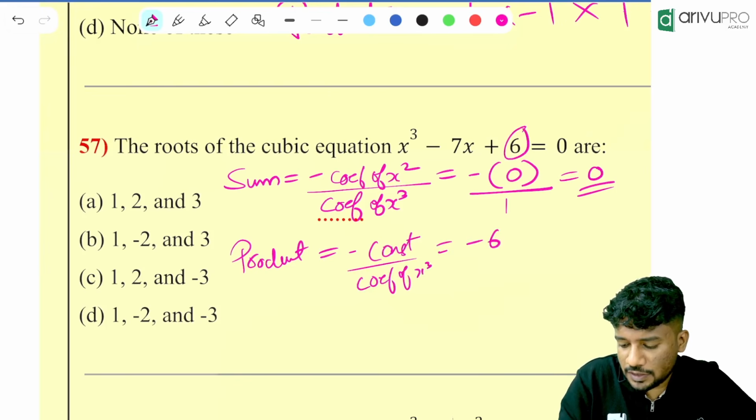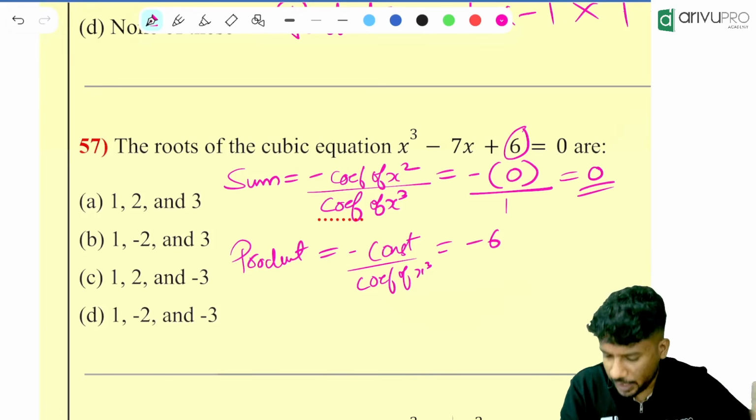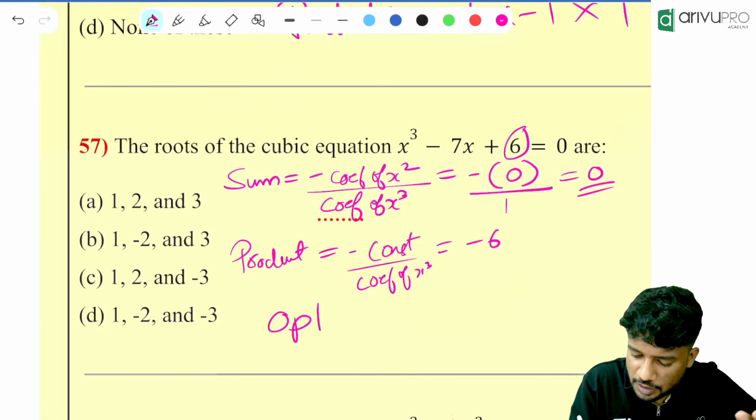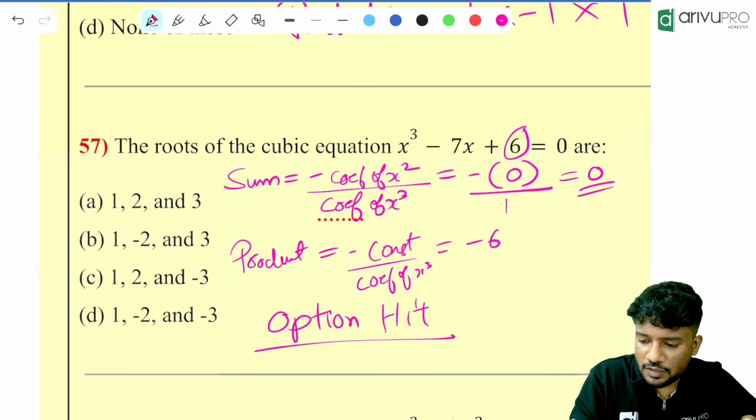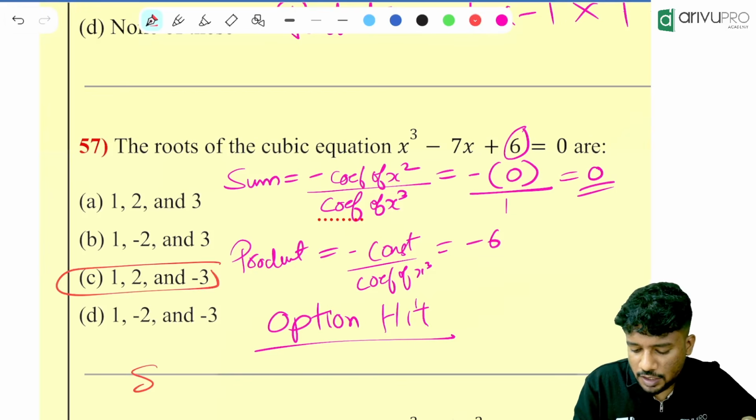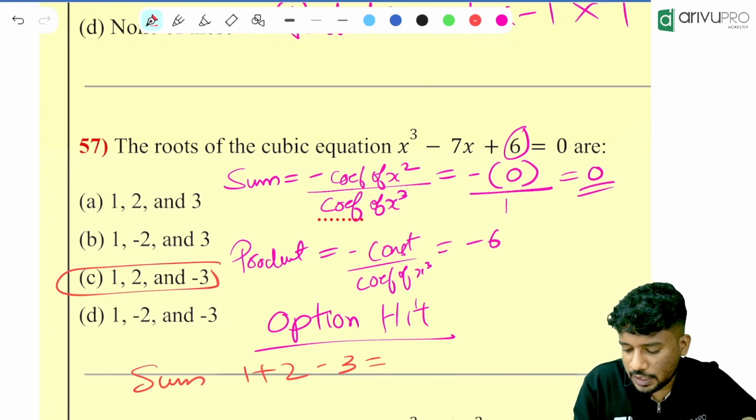So it will become minus 6 divided by 1, which is minus 6. Now option hit. Which option? Option C. Many people are telling option C. We are trying with option C. The sum using option C is what? 1 plus 2 minus 3. That is equal to what?